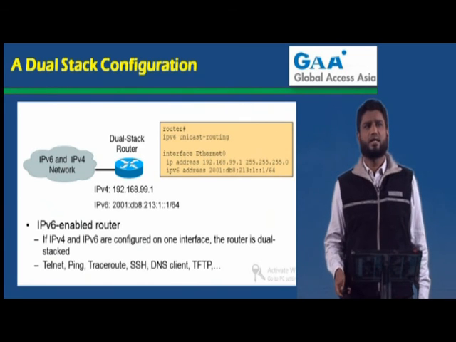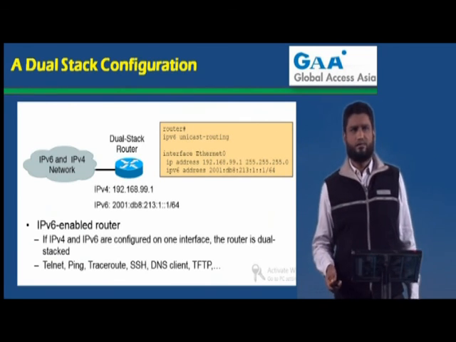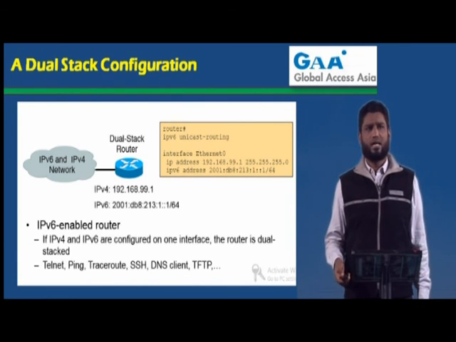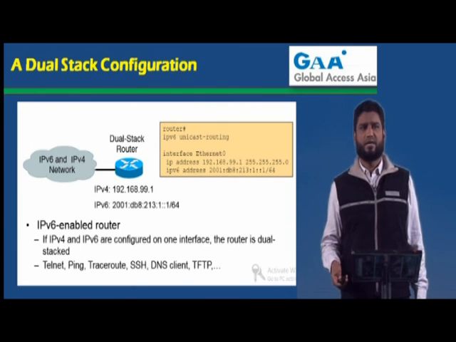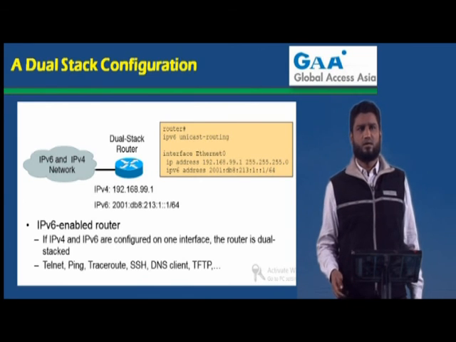The dual stack configuration, you can see this from the router in this figure: the IP version 4 address 192.168.99.1 on the interface, and also on the same interface you can mention 2001:0DB8:213:1::1/64, that means dual stack can be provisioned here, and IP version 6 in our router, and also telnet, ping, traceroute, SSH, DNS client, TFTP also can be accommodated here.